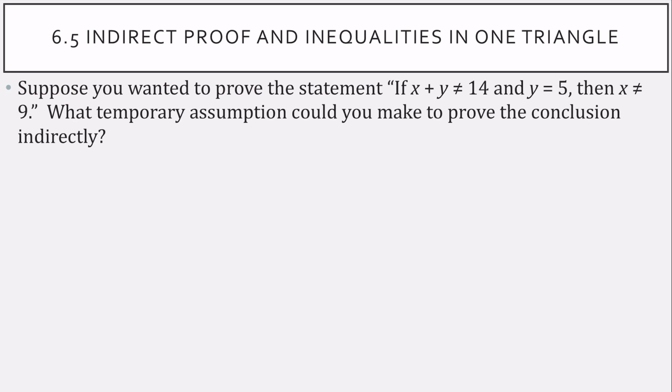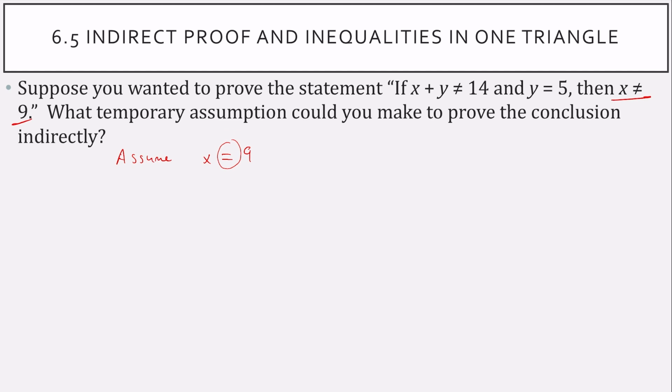Suppose you wanted to prove the statement, if x plus y does not equal 14 and y equals 5, then x does not equal 9. What temporary assumption could you make to prove the conclusion indirectly? Well, we're going to take what we're trying to prove and do the opposite. This bit, x does not equal 9, is what we're trying to prove. So we're going to assume the opposite. Assume x does equal 9. See, there's a difference there. Does equal instead of doesn't equal.